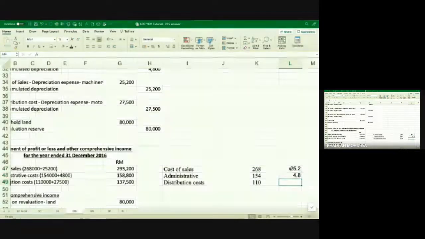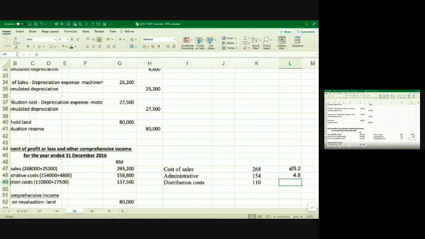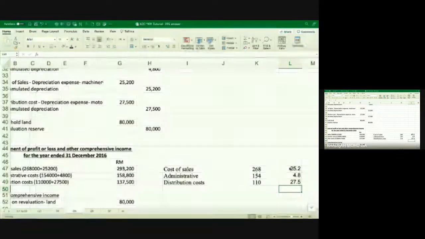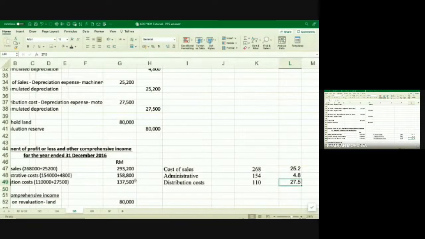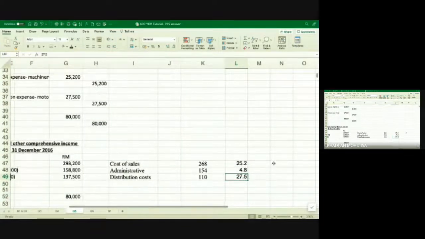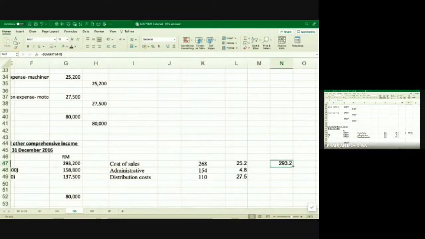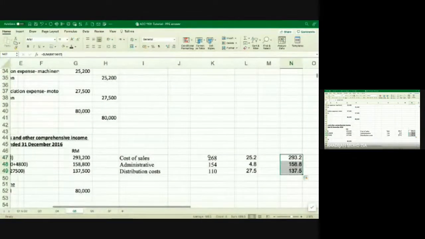Right? And then the last one we have, distribution cost, is 27.5. So that's how you get that figure, right? As I mentioned earlier, that's how in your exam, if you can show me something like this, now you know the total. Okay, but in your exam, the more important is this.